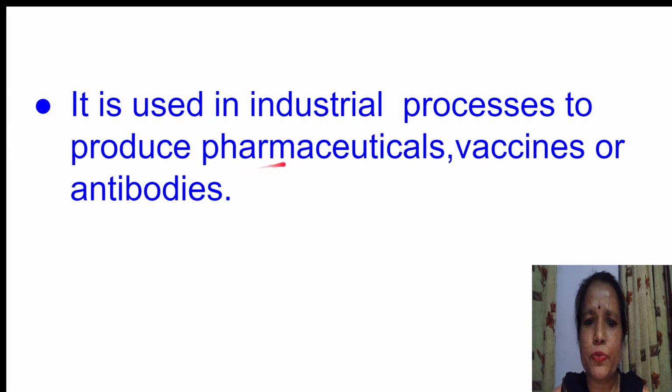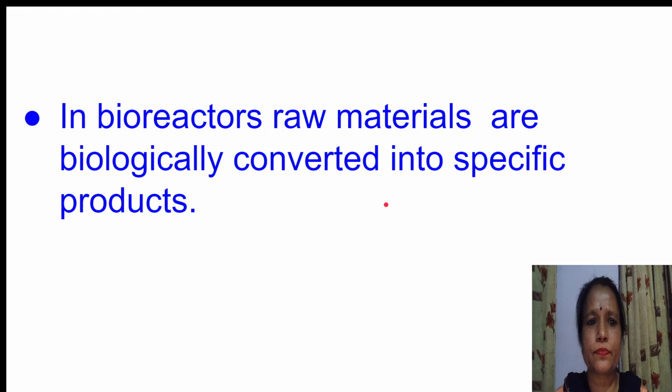We can also obtain pharmaceuticals. Pharmaceuticals can be produced by the bioreactors. We can produce vaccines or antibodies. In bioreactors, the raw materials we have added are biologically converted with the help of microorganisms into specific products.